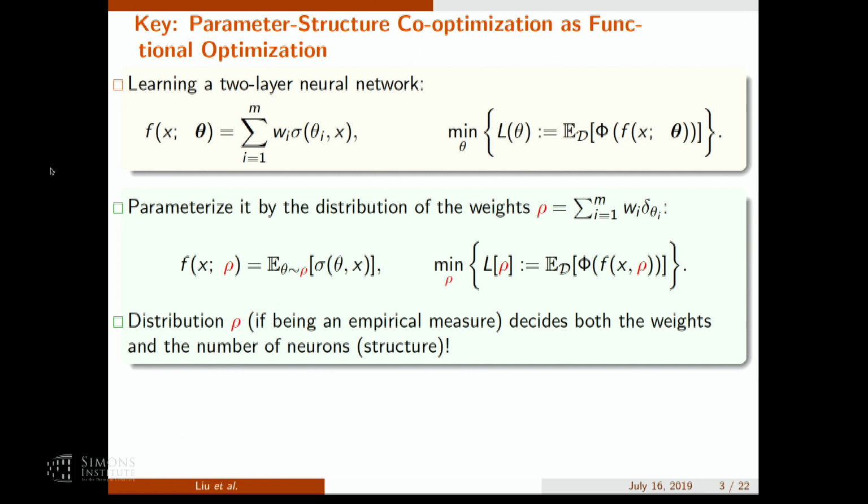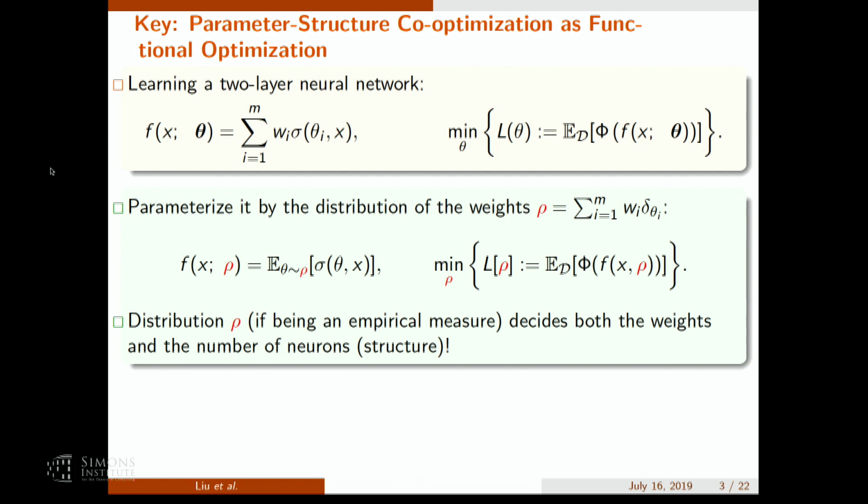So here's the key idea. It's a very simple idea. Because the neurons are exchangeable, we can view the optimization of the weights as optimizing over the distribution of the weights. And because the distribution of the weights encodes both the number of neurons and the parameters, if we search through the distribution space, we are automatically optimizing the structures, right?